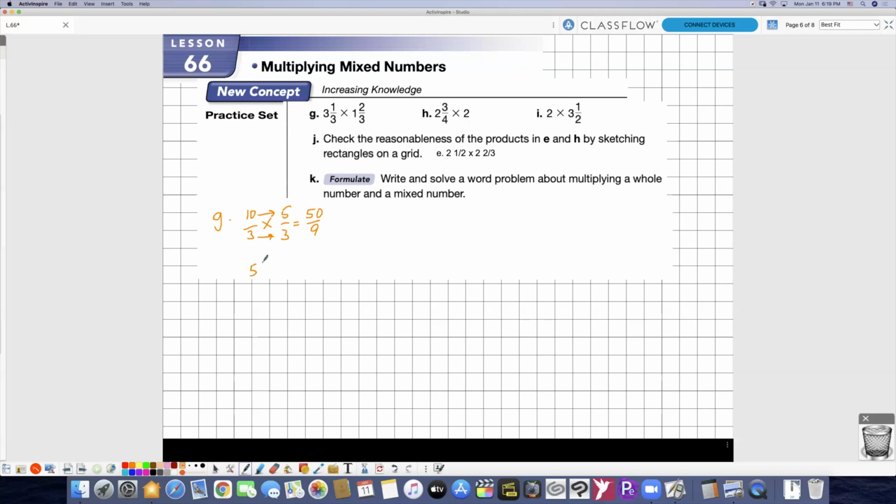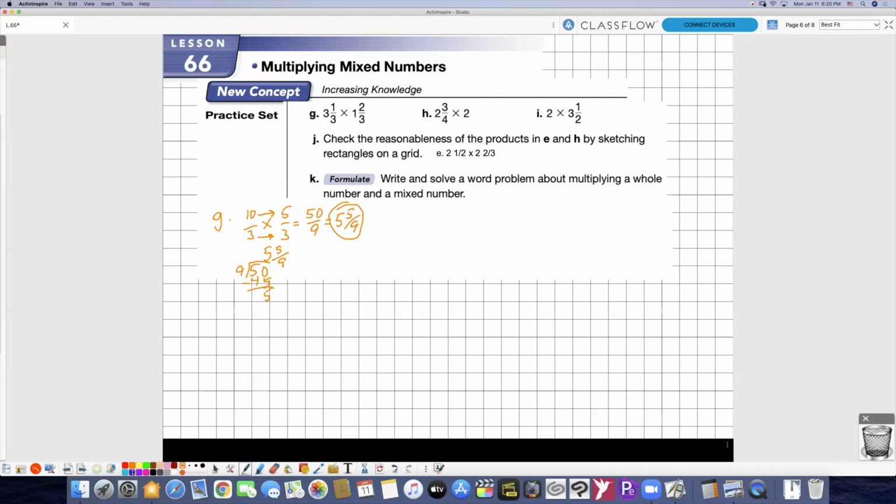Now we just need to divide that. 50 divided by 9. Looks like I could get, oh, what do I got? 6. Would be 5. So I'd get to 45. And that would be 5 left over. So it'd be 5 as the numerator and 9 would be the denominator. So it'd be 5 5/9.